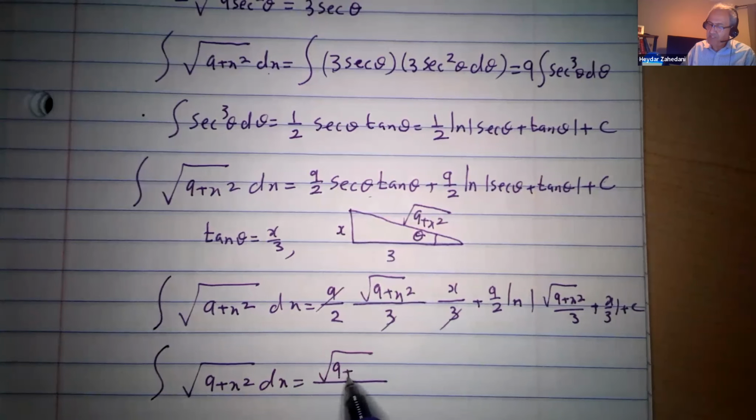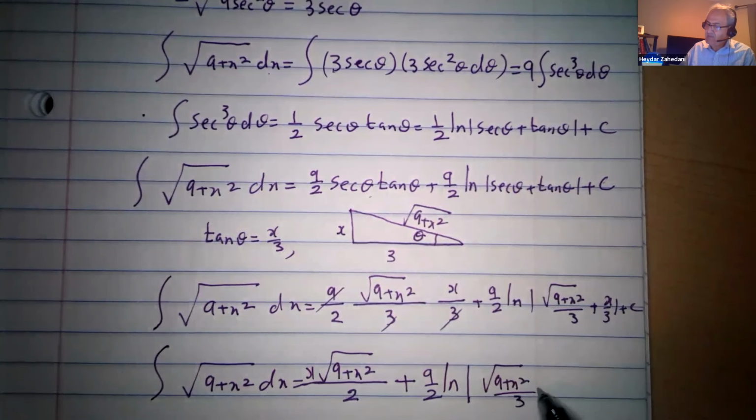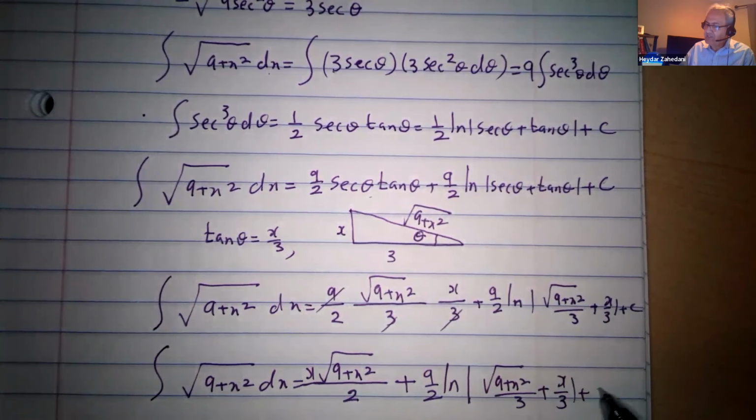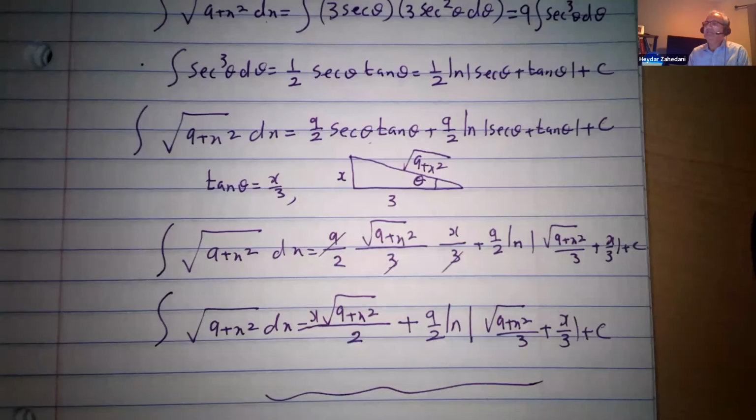This is it. So the final answer: the integral of the square root of 9 plus x squared dx is going to be the square root of 9 plus x squared, over 2, times x, plus 9/2 of the ln of the absolute value of the square root of 9 plus x squared over 3, plus x over 3, plus the constant. So that's, as I told you, this integral is a little bit too much. Not bad, not difficult, but it takes time.